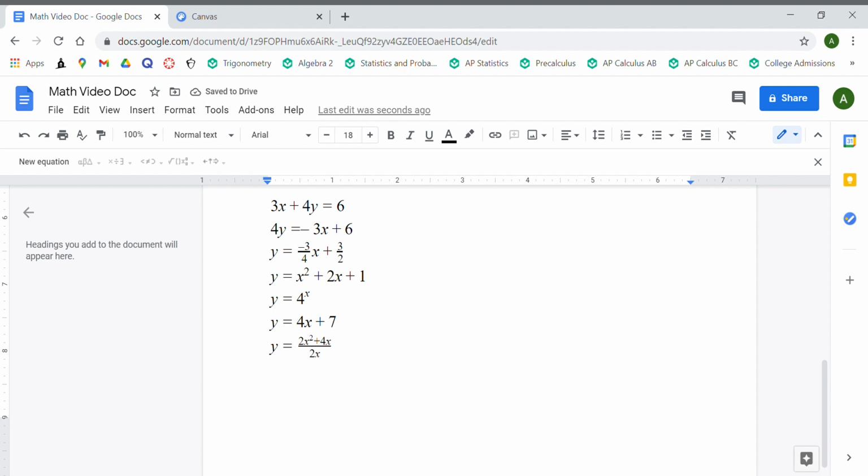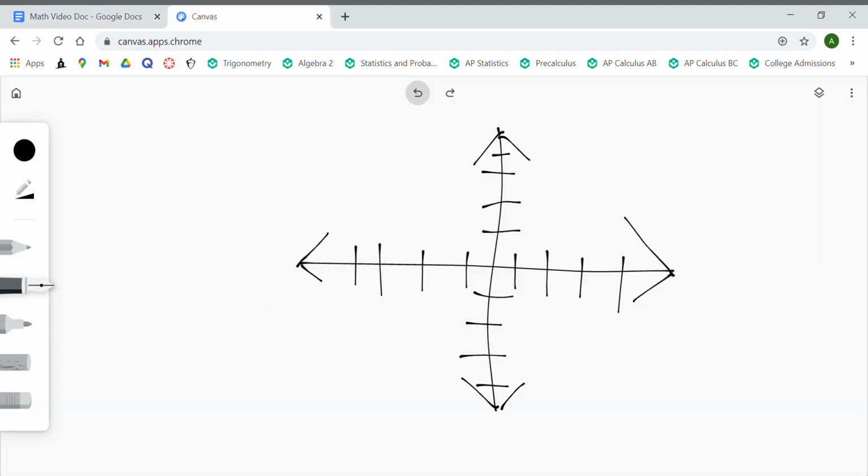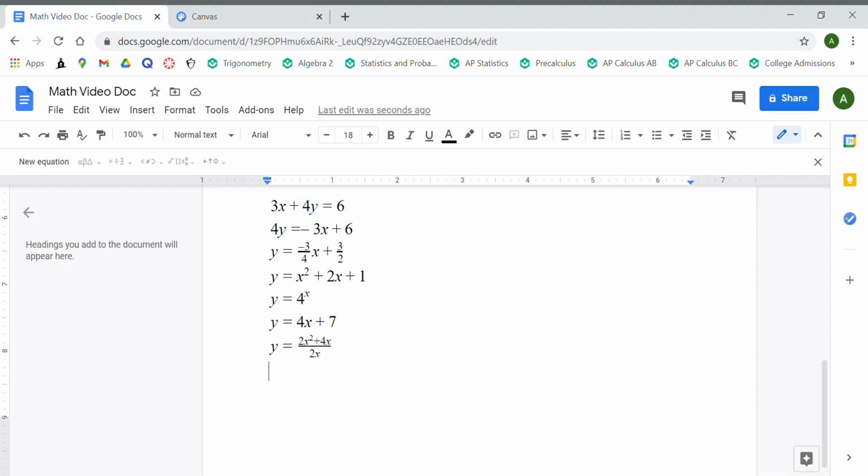All right. Now I'm going to talk about discrete and continuous domains, and why they are significant. Okay, so I talked a little bit about this in my previous video over functions, but I'm going to do it again. All right, so a discrete domain represents only certain numbers for x in a function.